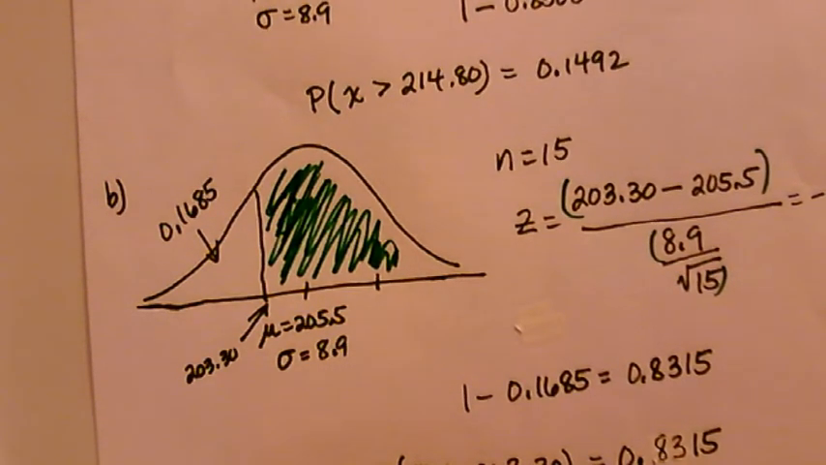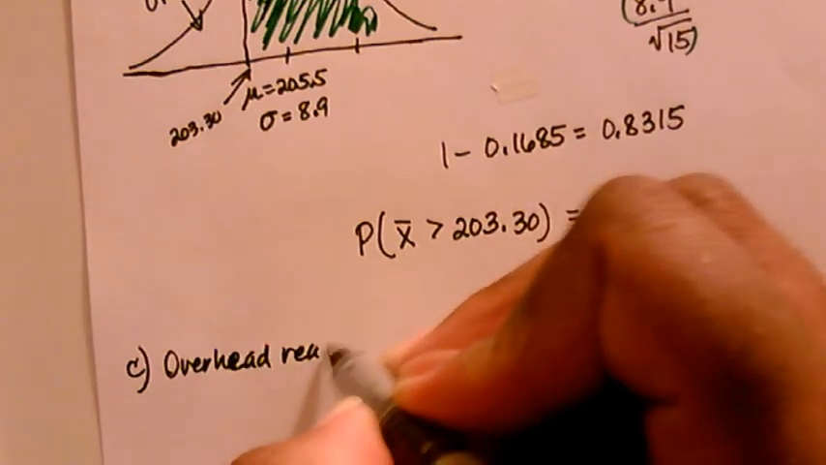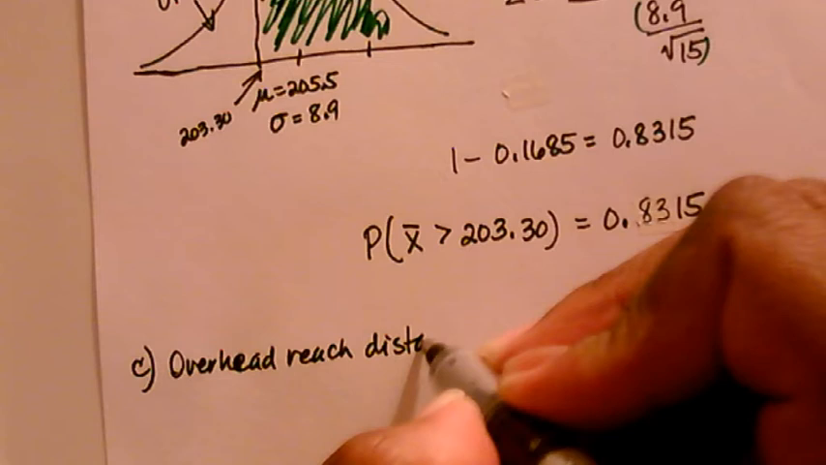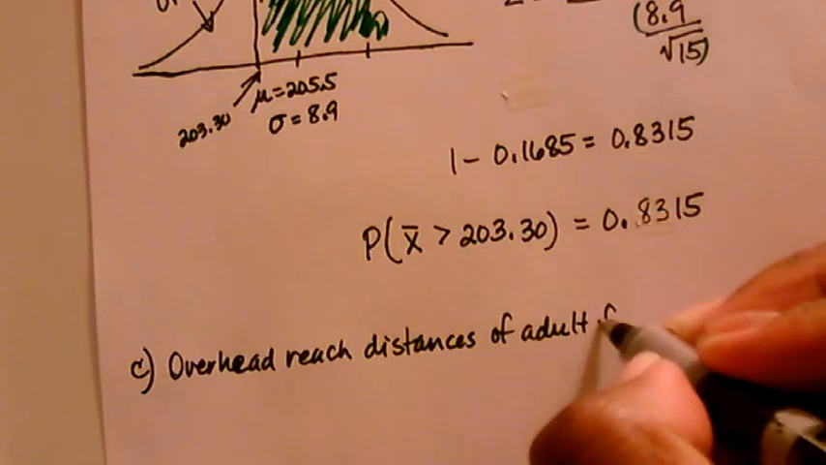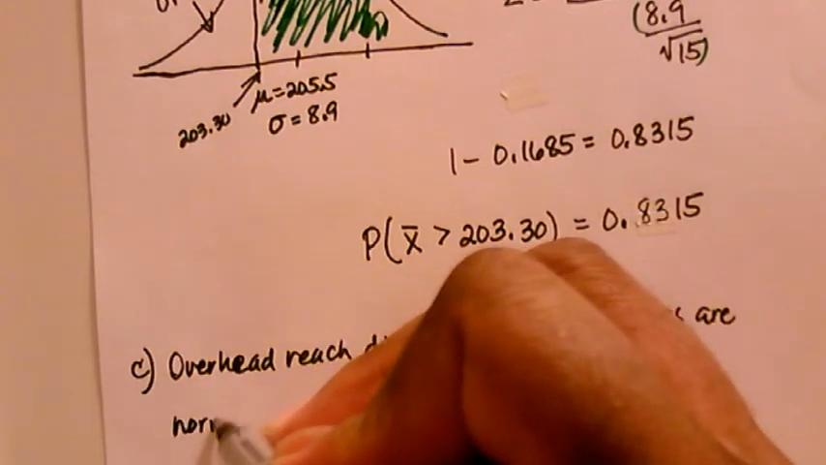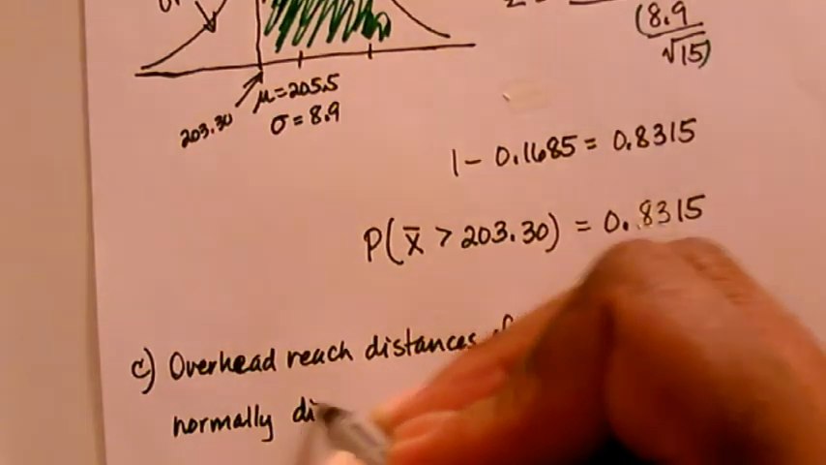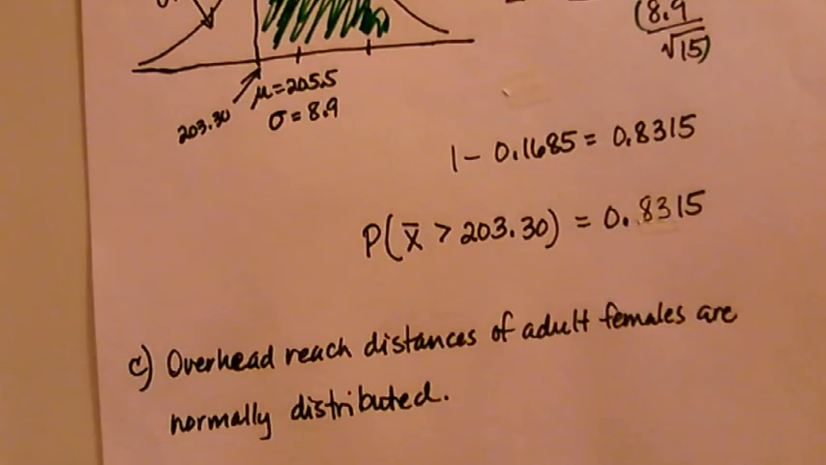that the overhead reach distances of adult females are normally distributed. And the overhead reach distances of adult females are normally distributed, which is why the normal distribution can be used.